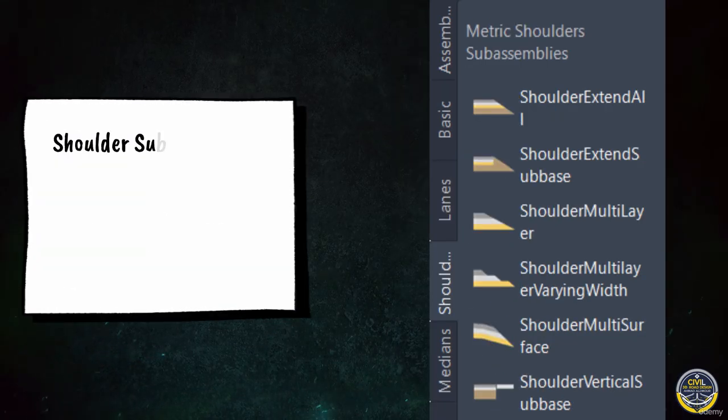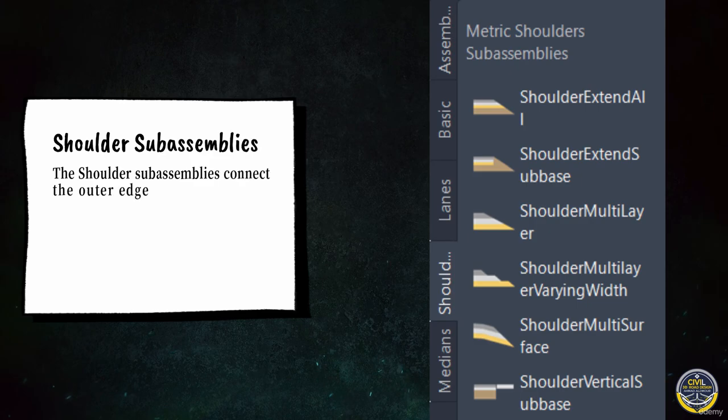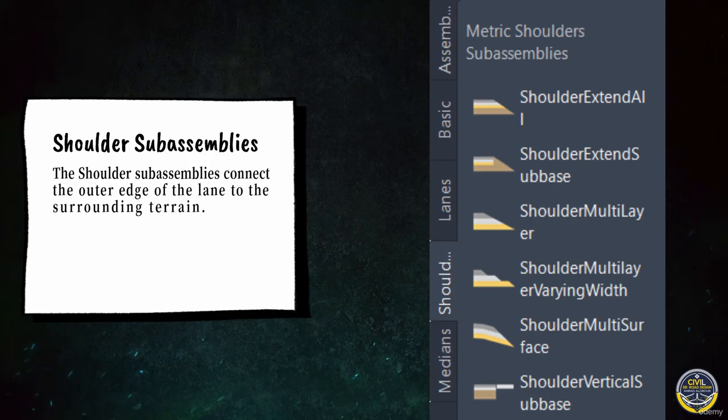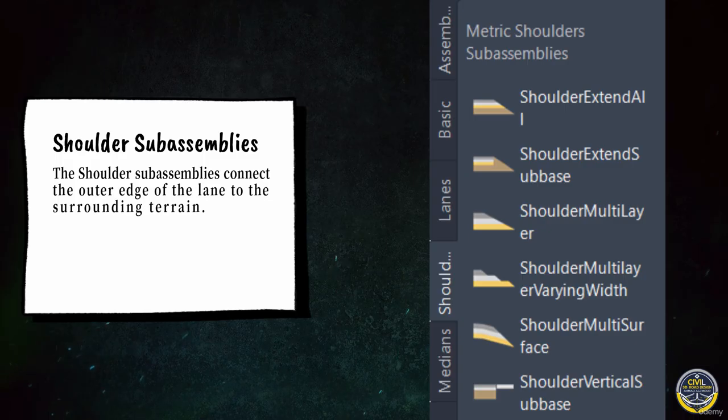Shoulder subassemblies. The shoulder subassemblies connect the outer edge of the lane to the surrounding terrain. They provide lateral support, drainage control, and additional safety space for vehicles. Civil 3D offers multiple shoulder designs to suit different road standards.